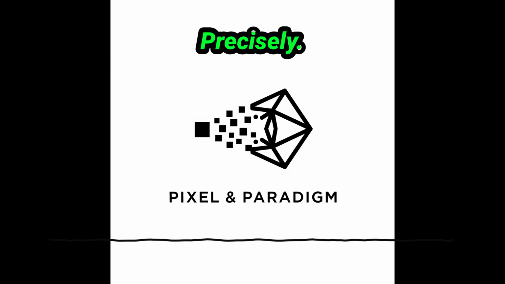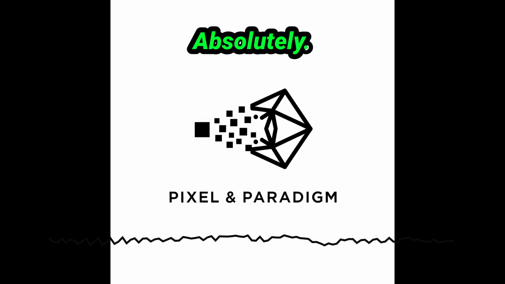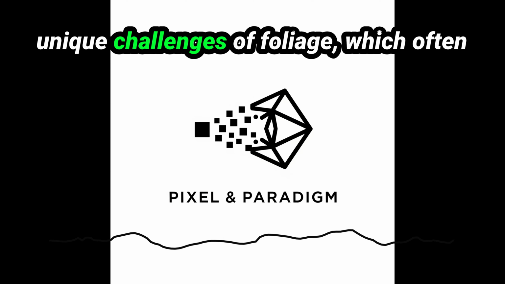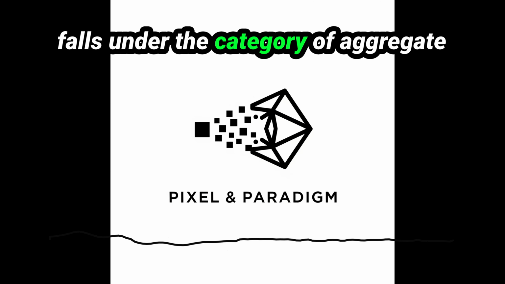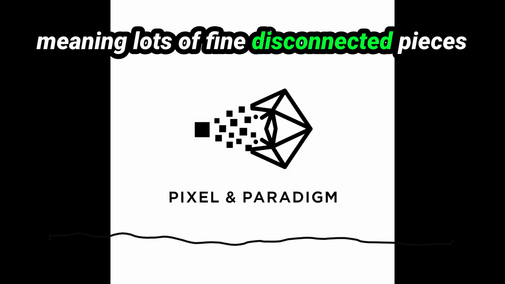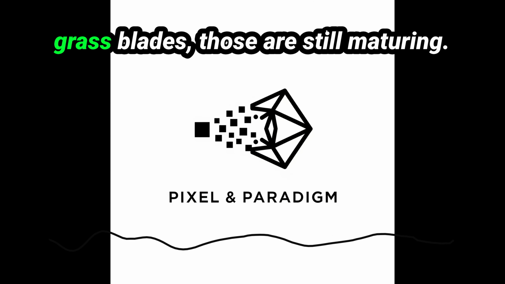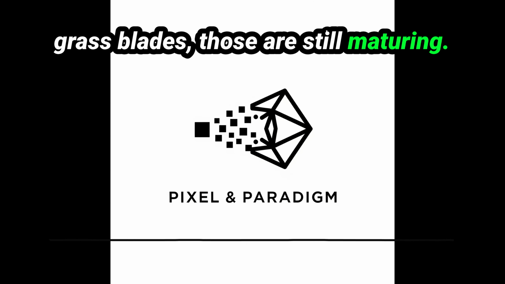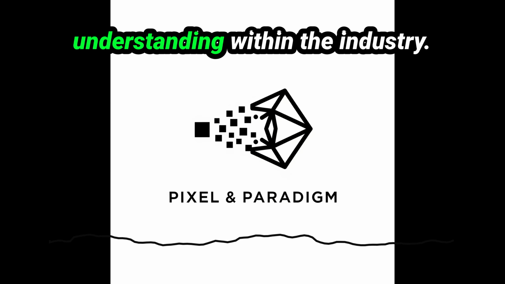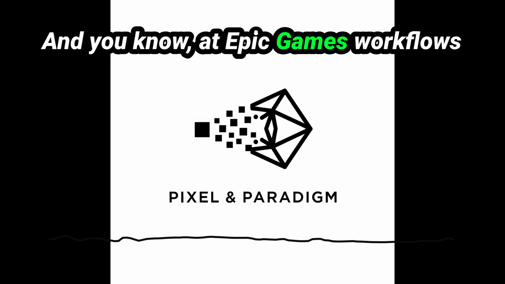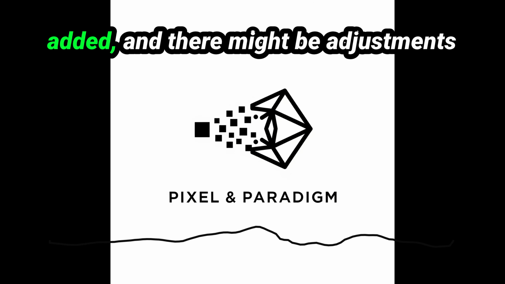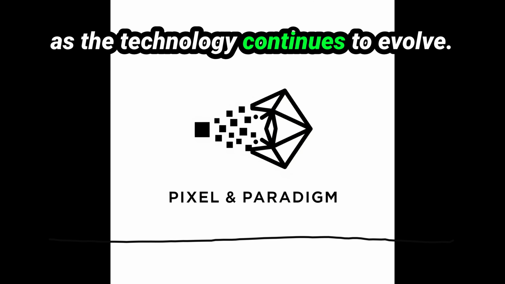Oh, precisely. The core Nanite system is stable, absolutely. But the specific optimizations and the ideal workflows for dealing with the unique challenges of foliage, which often falls under the category of aggregate geometry or maybe sparse geometry, meaning lots of fine disconnected pieces like individual leaves or needles or grass blades, those are still maturing. This means that the best practices we're discussing today represent the current leading edge of understanding within the industry and at Epic Games. Workflows will undoubtedly see ongoing refinements, new engine features will definitely be added, and there might be adjustments as the technology continues to evolve.